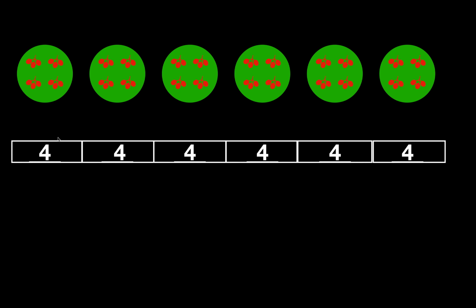So how many bar sections do we have? We have 1, 2, 3, 4, 5, 6. So when we create our multiplication sentence, how many bar sections do we have? We have 6. What number is in each section? We have 4, for a total of 24. So remember, the 2 numbers that we multiply together are called factors. And our answer, or our total, is our product.